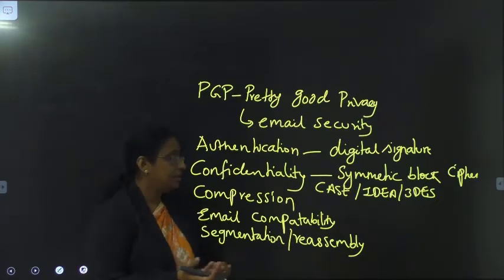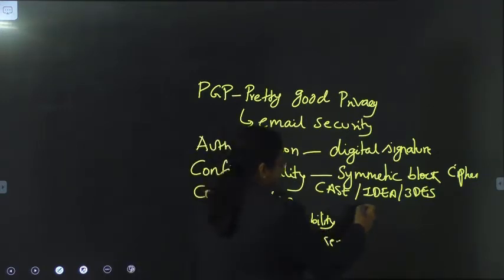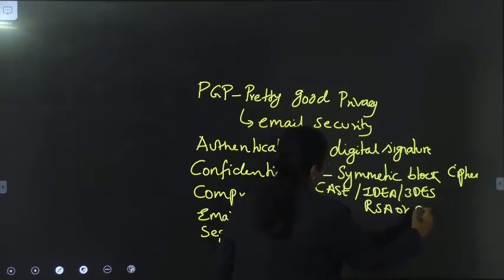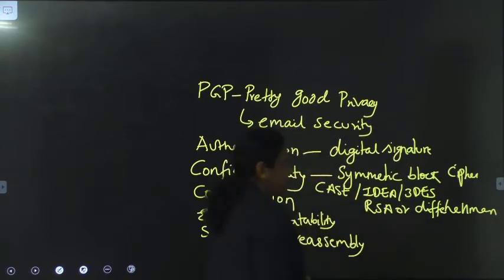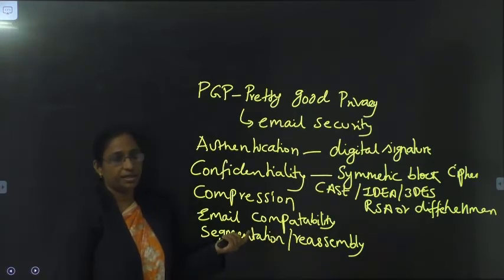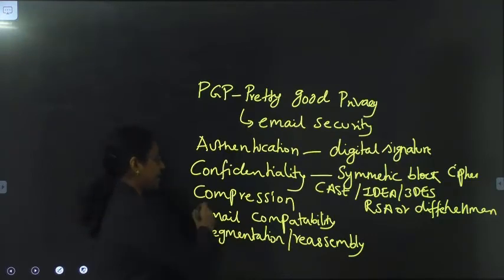For the secret sharing of that session key, we will have algorithms like the RSA algorithm, or we can have Diffie-Hellman key exchange. By using Diffie-Hellman key exchange or RSA, the session key can be shared secretly between the sender and the receiver. And the next one we have is the compression.